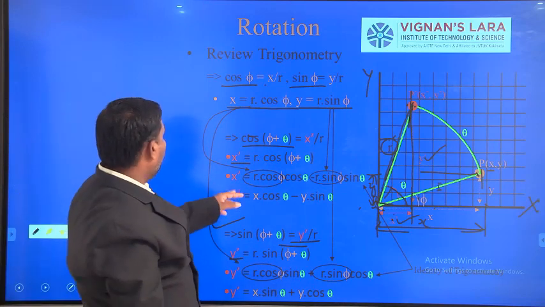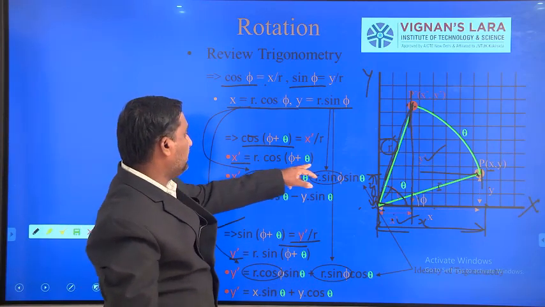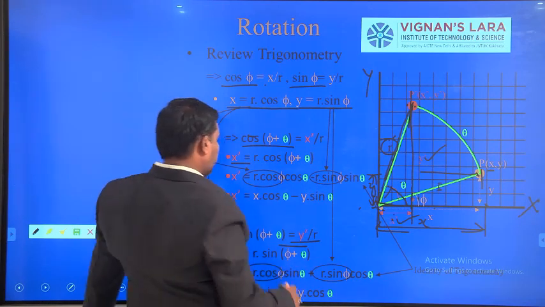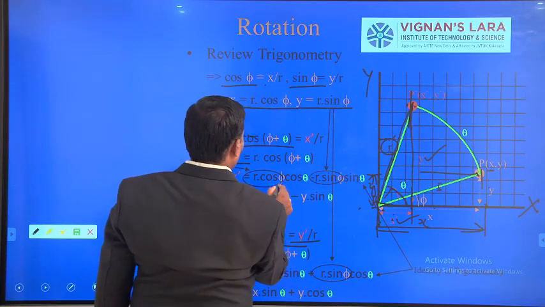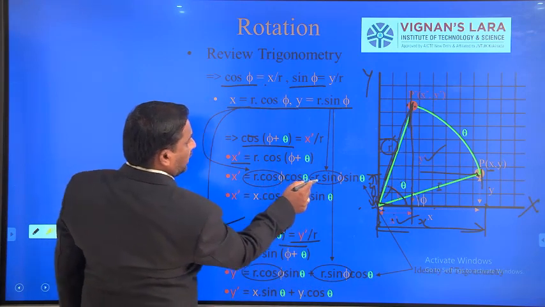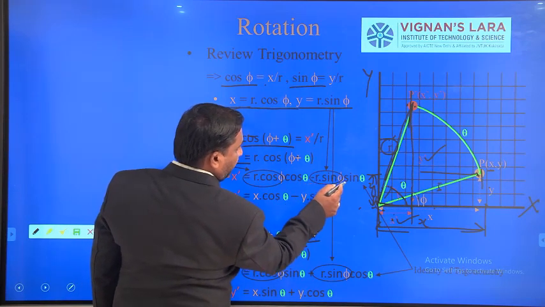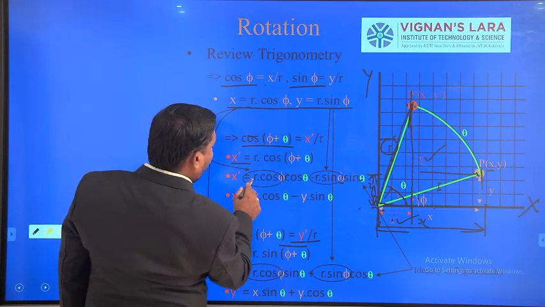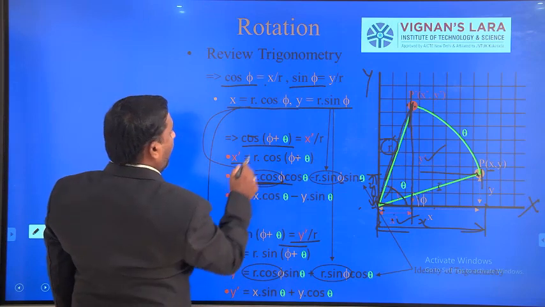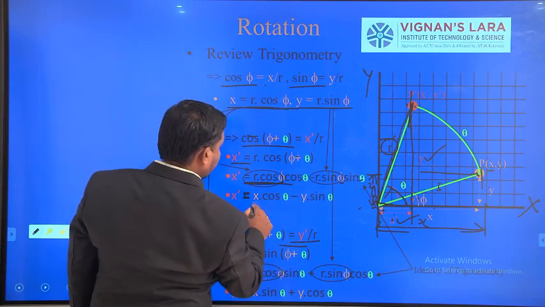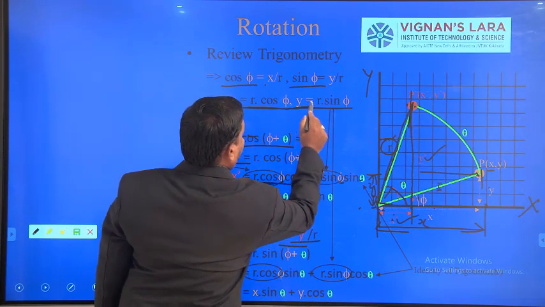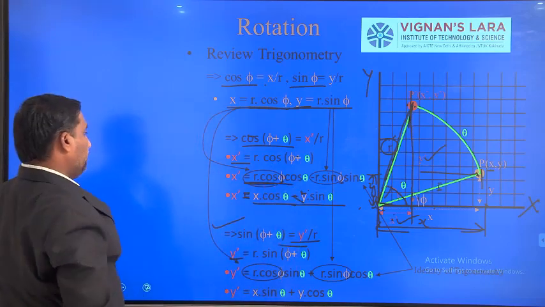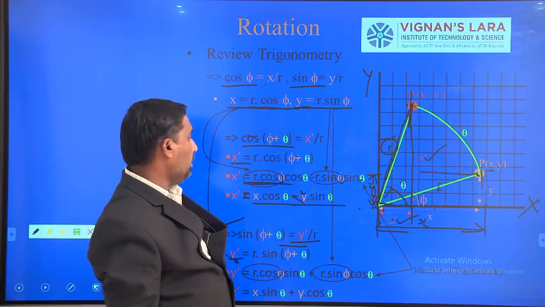Now expand x dash equals r cos of phi plus theta, and similarly y dash equals r sin of phi plus theta. Hence x dash equals r cos phi cos theta minus r sin phi sin theta. What is the value of r cos phi? R cos phi equals x, so this becomes x cos theta. R sin phi is y, hence this becomes minus y sin theta. That means x dash equals x cos theta minus y sin theta.